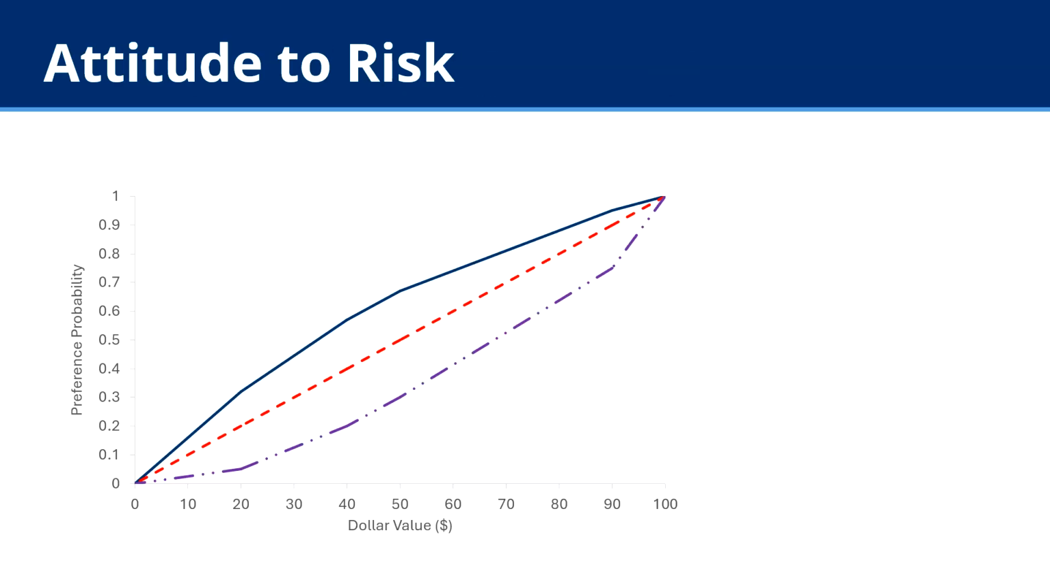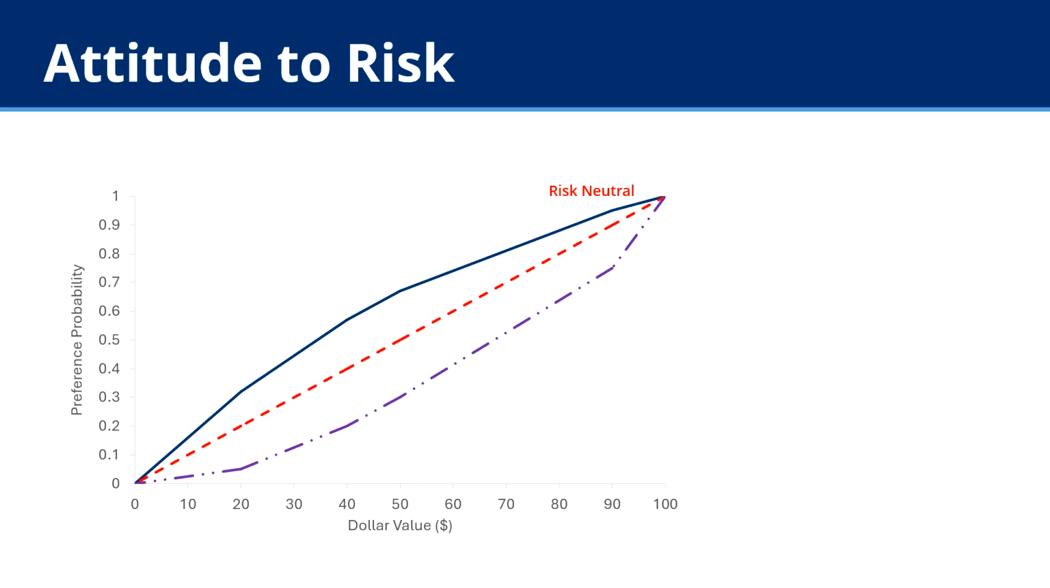Now, taking on the results from both Chris and Sam, we're going to discuss an important topic, which is the attitude to risk using the U curves. The blue line represents the U curve for Sam, and the red dotted line represents the U curve for Chris. And we're going to assume that the purple dashed line represents the U curve of somebody else, a third person.